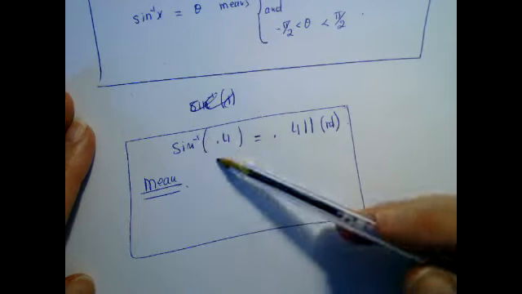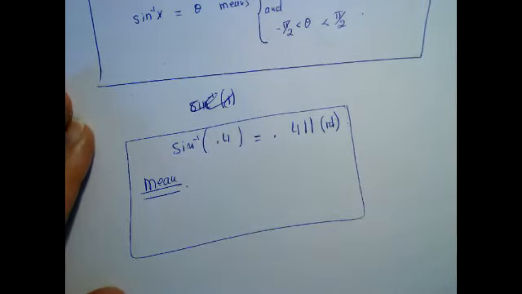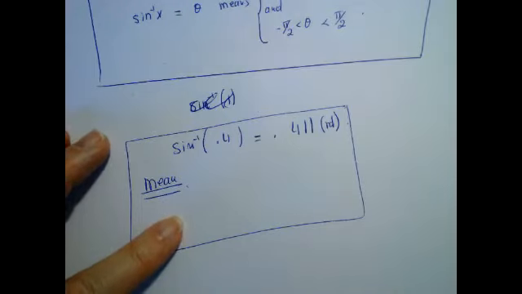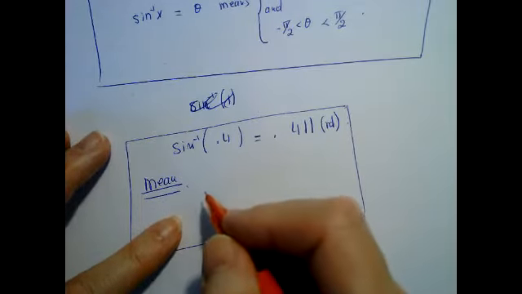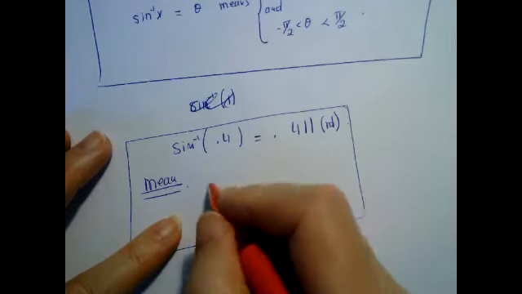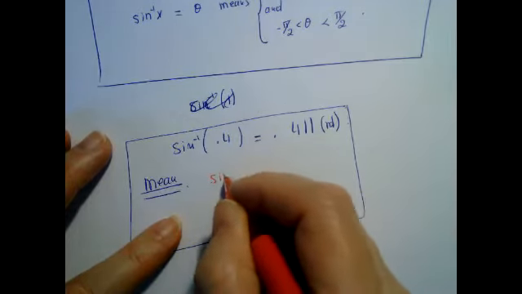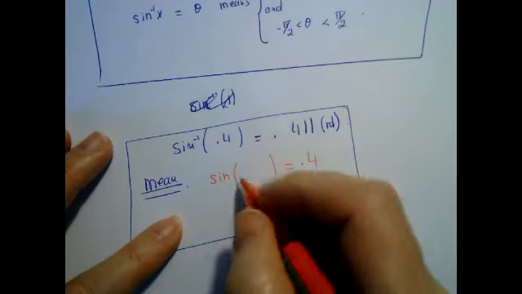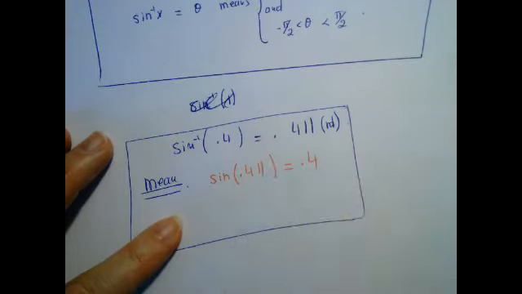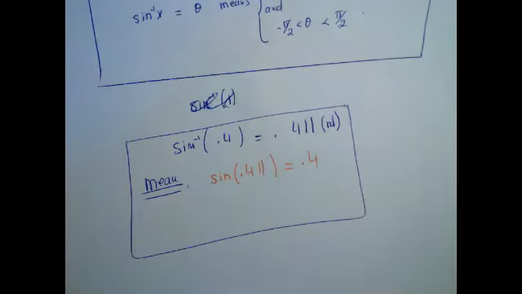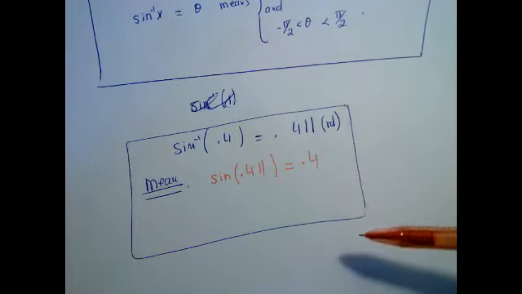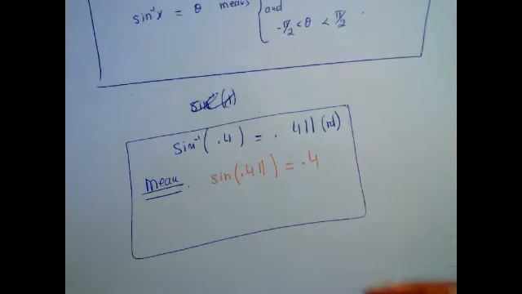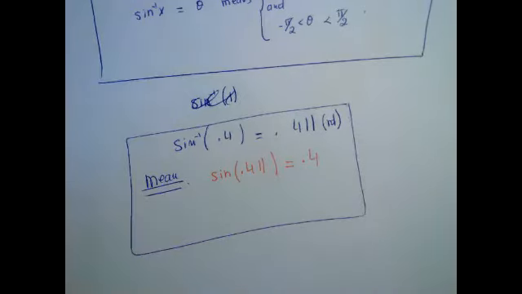So what does sine inverse 0.4 equal 0.411 mean? What information am I giving you? I'm telling you that the sine of the angle is equal to 0.4. That's really what this means. Sine inverse of 0.4 is 0.411. It means the sine of 0.411 is equal to 0.4. That's what we understand by this function sine inverse.